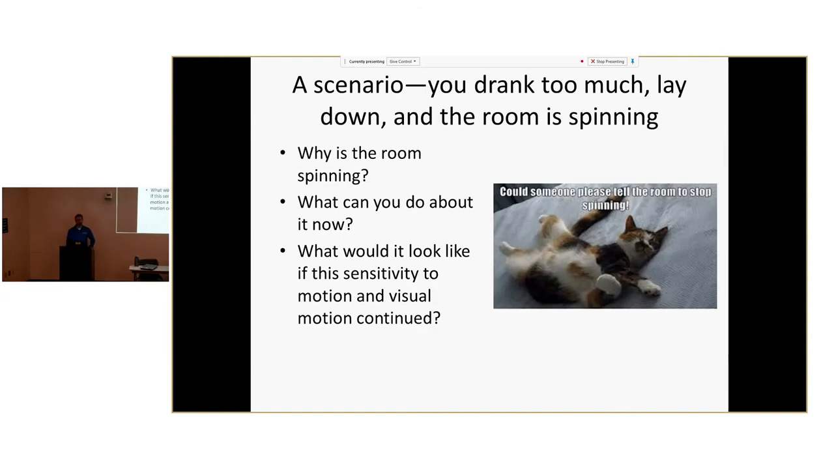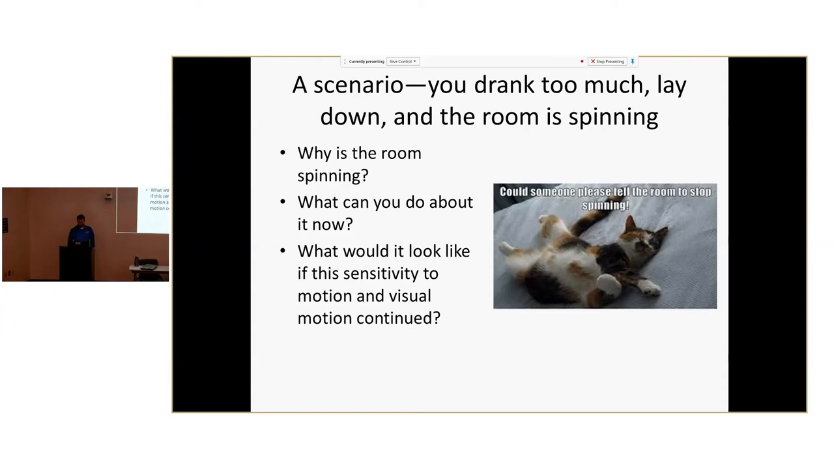Okay, so I'm going to start with a scenario, and it's probably familiar to a lot of us. The scenario is this. You drank too much, and you lay down, and the room is spinning. So why is the room spinning? If you look at it physiologically, we know that the fluid density around our cupula in the inner ear has changed, and that we become very, very sensitive to motion. When we lay down and close our eyes, we're limiting visual information. And we know that our vestibular system is not on its best behavior because we weren't on our best behavior.